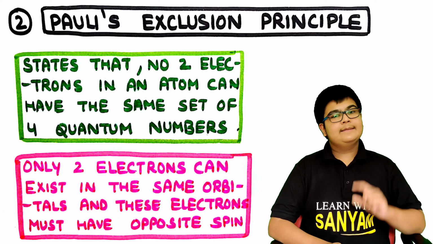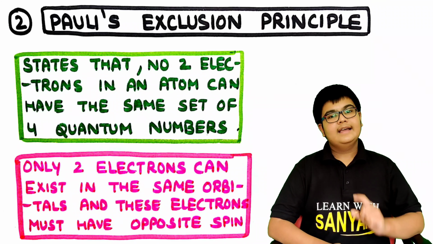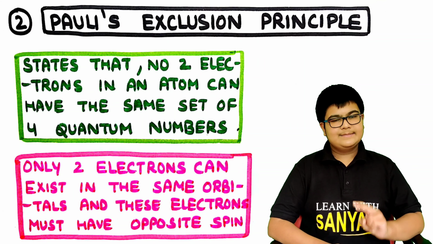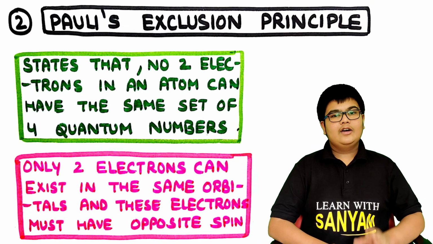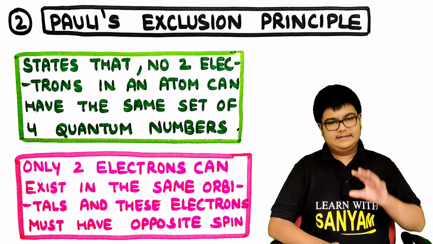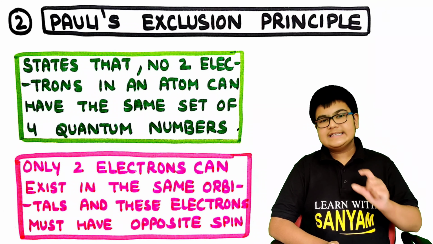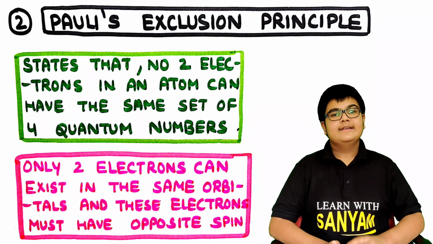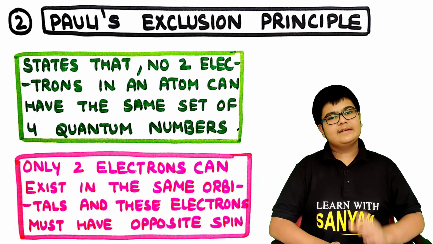So this means that the maximum number of electrons possible in a single orbital is 2. This means that no more than 2 electrons can come in one orbital. Now I have already told you in the 5th lecture that 2 electrons will come in one orbital. But Pauli's exclusion principle is the formal way which states that no more than 2 electrons can come in one orbital.